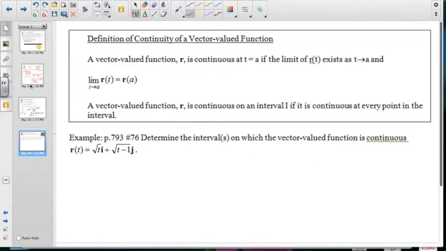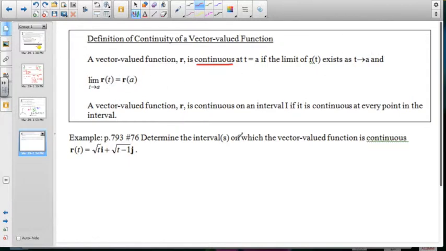Well, we've talked about the domain of a function. We've talked about the limit of a function. We can also talk about continuity. And so when we're talking about continuity, we really are just testing to see if the limit exists. So if we're continuous at a point a, then the limit as we approach a is going to be whatever the value of that function is at a.